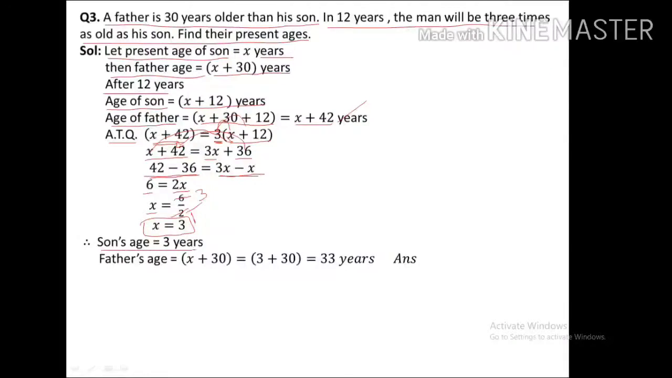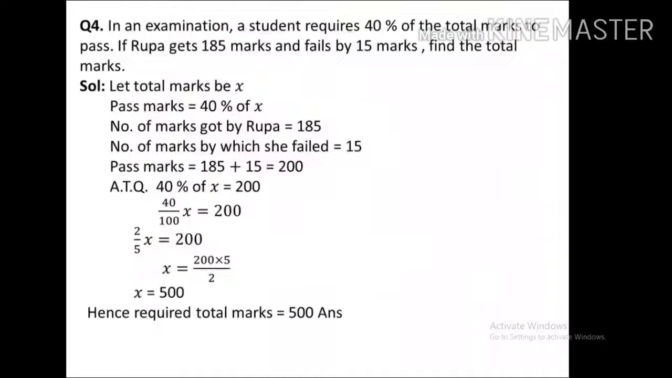So the son's age will be 3 years because we suppose x, and the father's age will be x plus 30, that is 3 plus 30 equals 33 years.